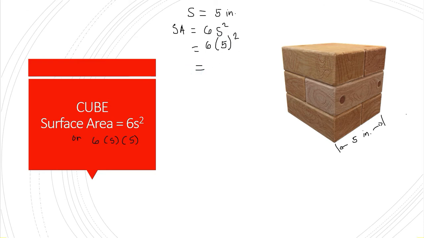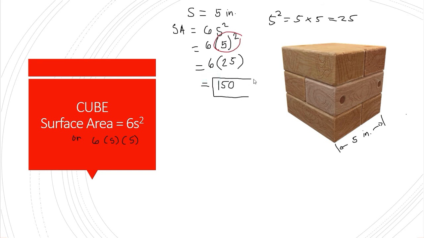Therefore, we have 6 times your measure for the side, which is 5, and then square it. Do this first. Square your 5 before multiplying it with 6. Always remember that. So what is 5 squared? 5 squared is equal to 5 times 5, which is equal to 25. Therefore, 6 times 25 is equal to 150. This is our surface area. And you should not forget your unit, which is inches, and then write squared. There's always a 2 on top.